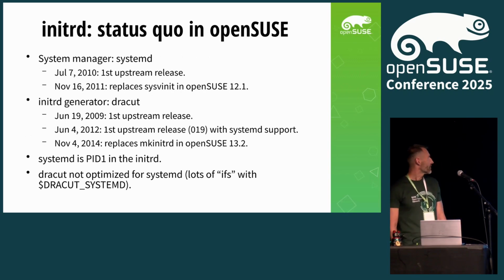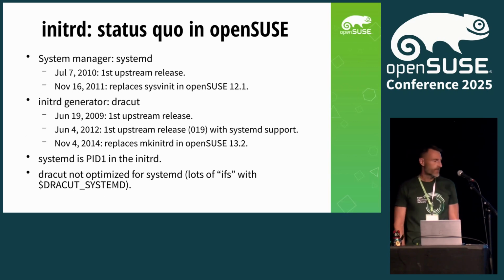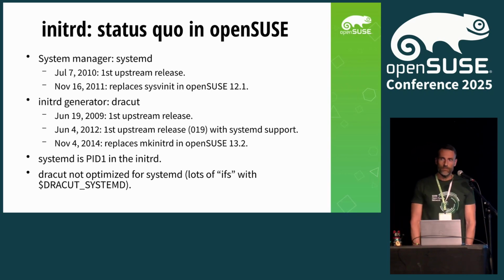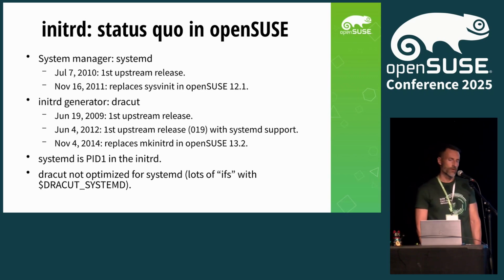So, a little bit of history about this in openSUSE. The host system manager is systemd since November 2011. And the initrd generator, by default, is dracut since November 2014, which is 3 years later. But the first upstream release of dracut was 1 year before the first upstream release of systemd. And the first upstream release of dracut supporting systemd was 2 years after. So, as you can guess, dracut is not optimized for systemd.